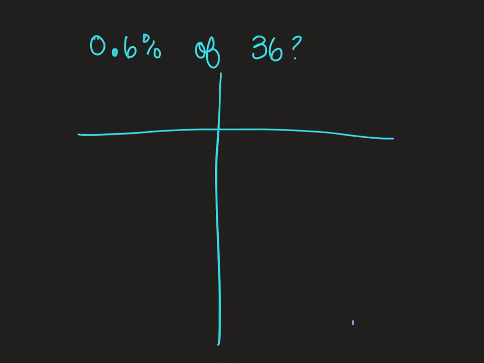Let's try a really tiny percent. 0.6% of 36. Well, hop backwards twice. So this is the decimal multiply option. And I get 0.006 times 36, or why am I calling it two fractions? Well, I guess it is two fractions. Okay, because the other fraction's over 1.